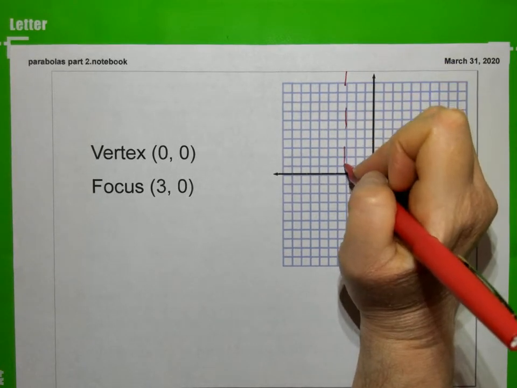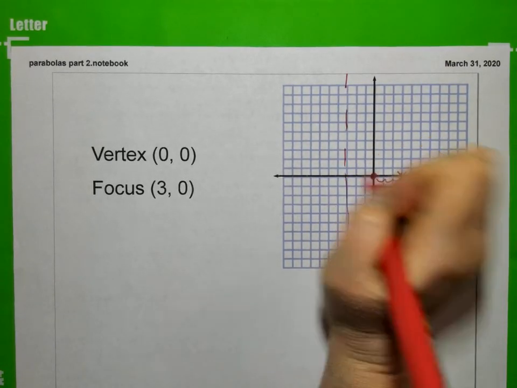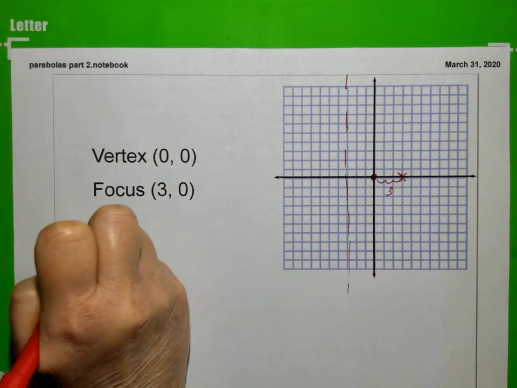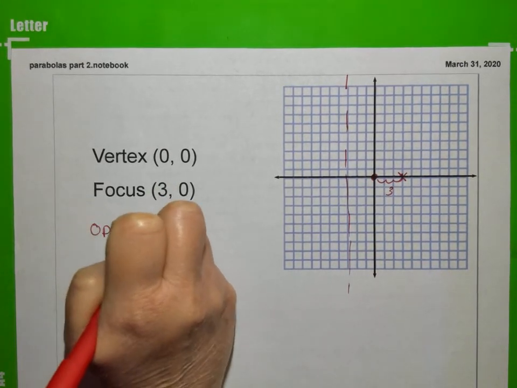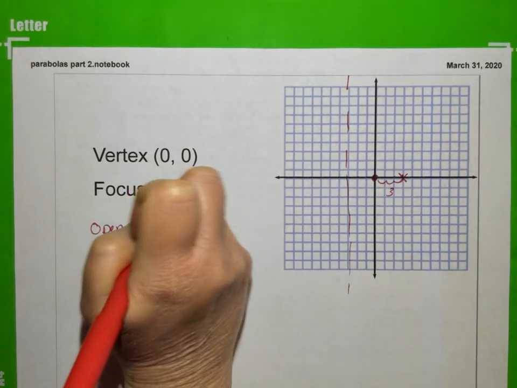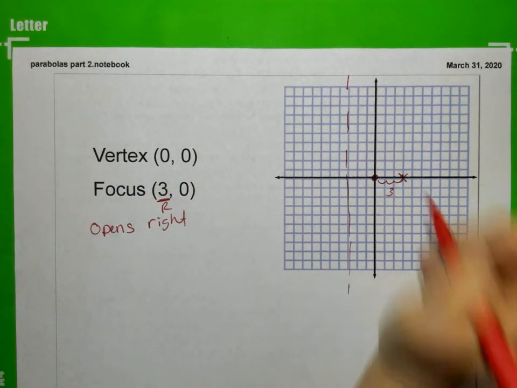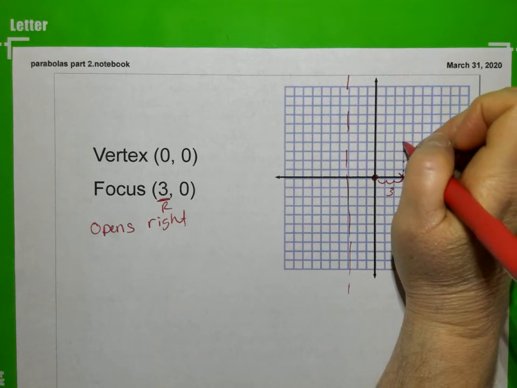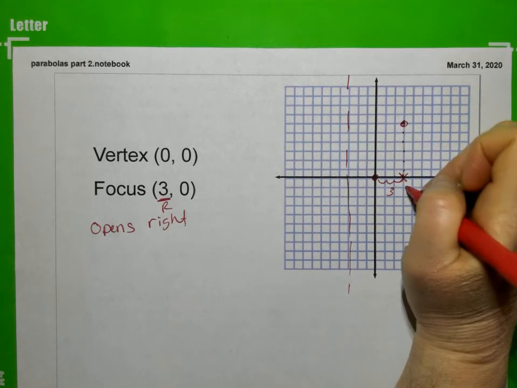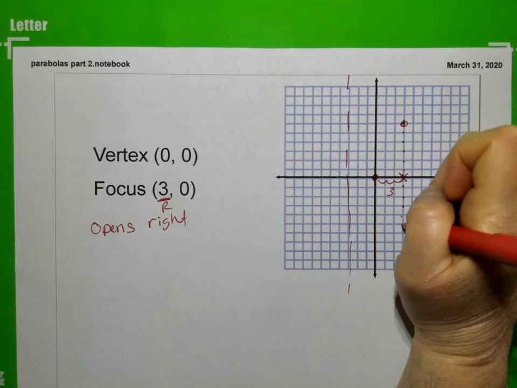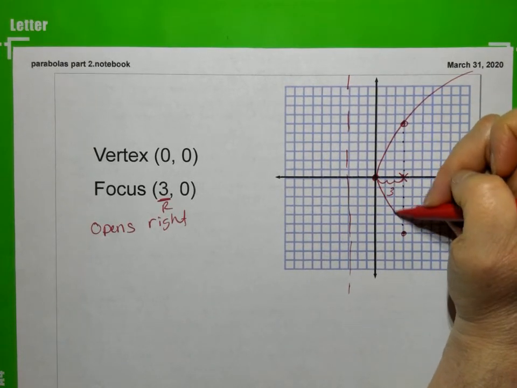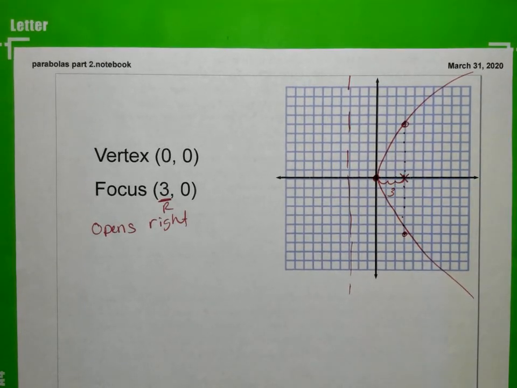See, I can really draw these pretty quickly. 3 units to the left would be my directrix, which tells me this one opens right, because I moved 3 to the right to get there. Then I double that, 1, 2, 3, 4, 5, 6, 1, 2, 3, 4, 5, 6, and I am able to draw my parabola.